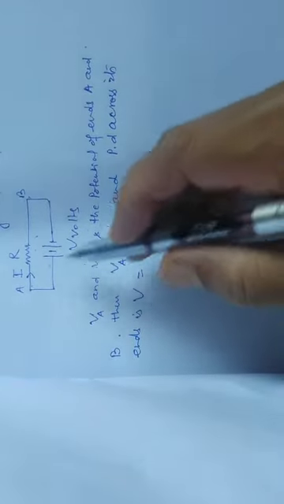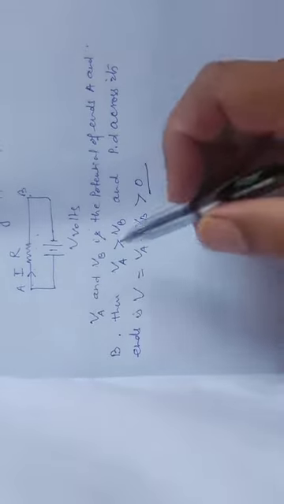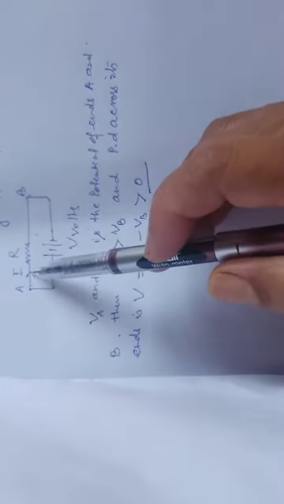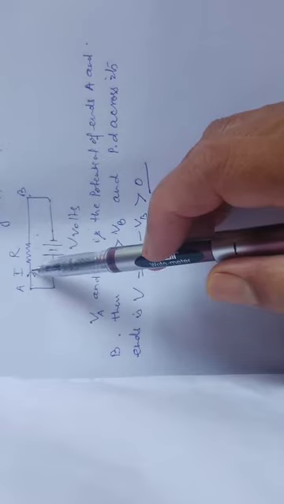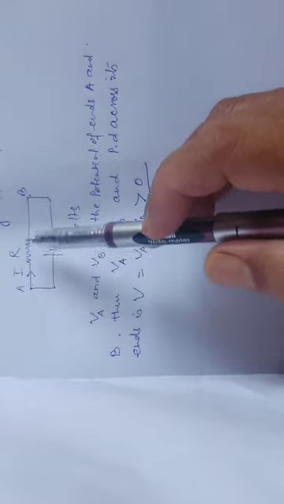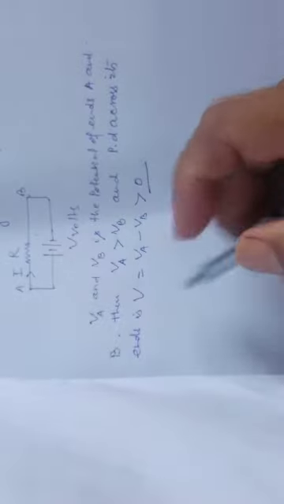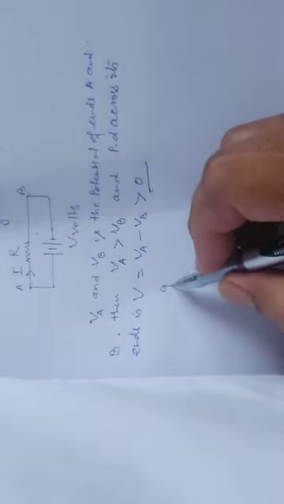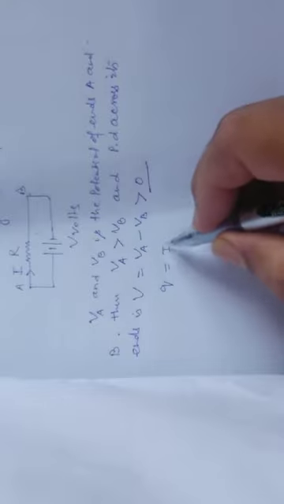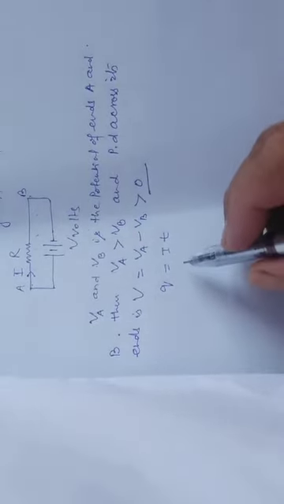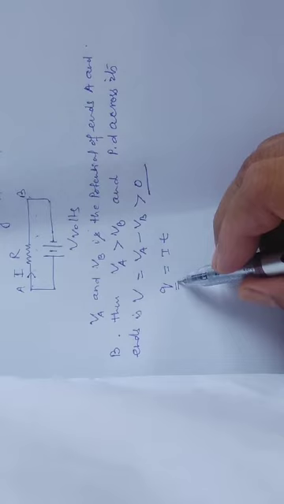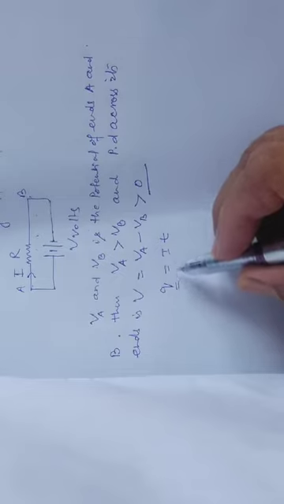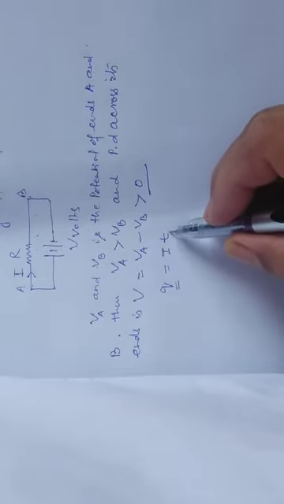Now if this current I flows through the conductor for time t, then the charge which flows from end A of the conductor to its end B is given as Q is equal to I into T. So this much amount of charge will flow from end A of the conductor to its end B when a current I flows through it for time t.